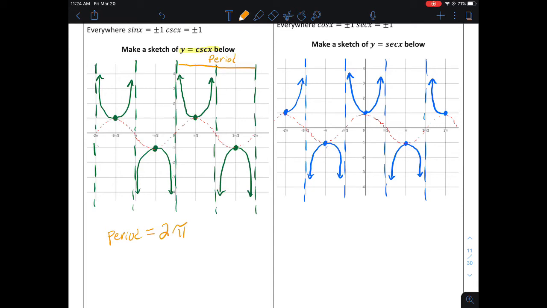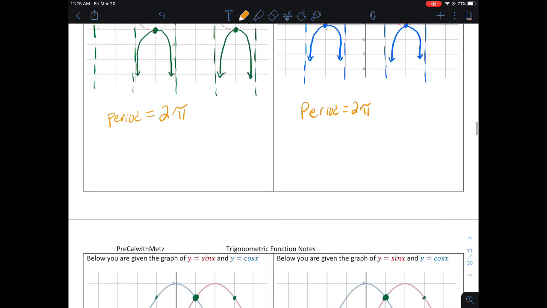Now let's look at the same thing for secant. So I'll just pick an asymptote to start with. I'll start at negative pi over 2. Made my U, made the N, got back to the asymptote. If I go any farther, I'm going to repeat what I did. Well, one full period of secant, going from negative pi over 2 to 3 pi over 2, is also 2 pi. So secant, cosecant, sine and cosine all have periods of 2 pi.